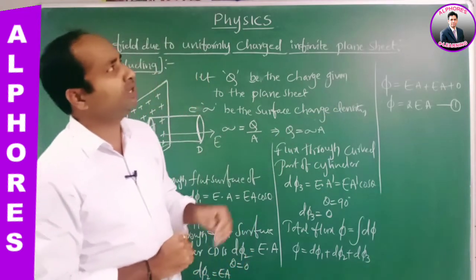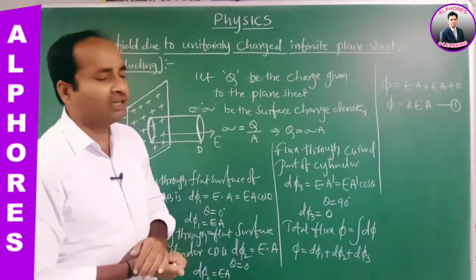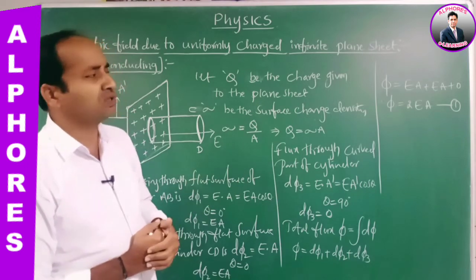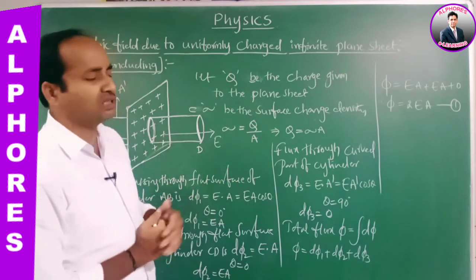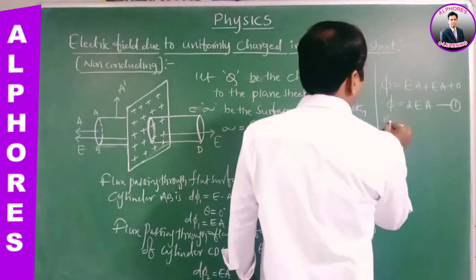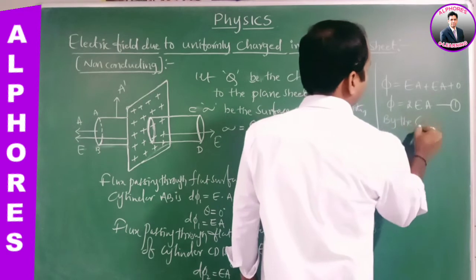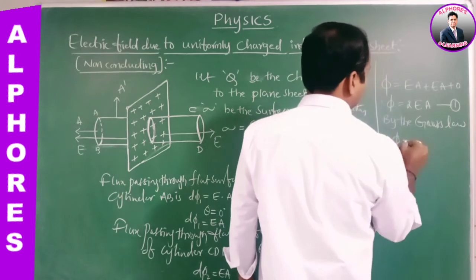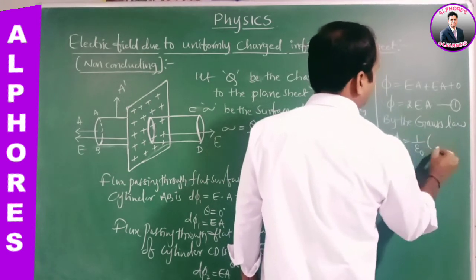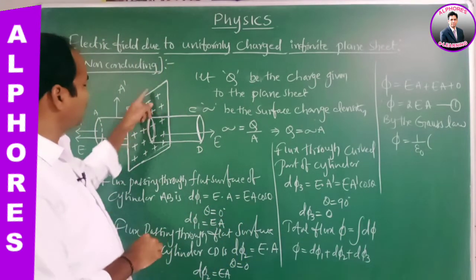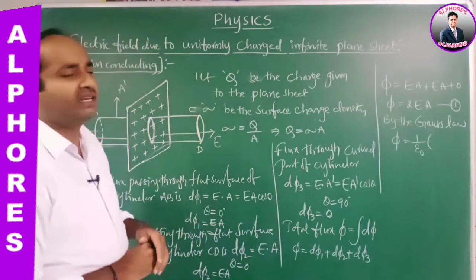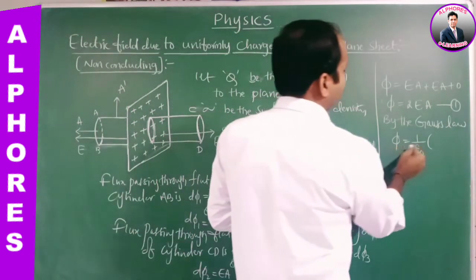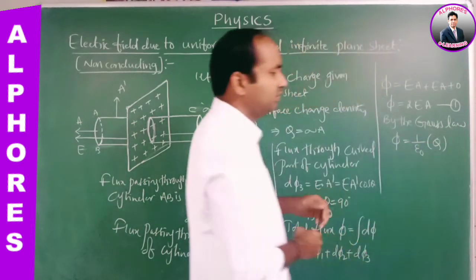But what is the statement of Gauss law? The total flux passing through any closed surface is equal to 1 by epsilon naught times the net charge. Here you should write like this. By the Gauss law, total flux phi is equal to 1 by epsilon naught times the net charge enclosed by the surface. What is the net charge here? Only one plane sheet is there, and the charge given to this plane sheet is capital Q. So here we may write phi is equal to 1 by epsilon naught times Q.